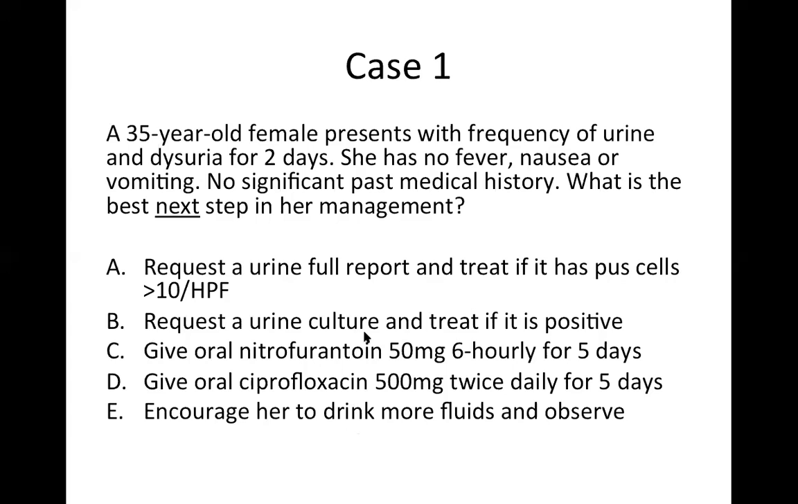The case highlights that it's a case of simple cystitis in a premenopausal female. It's a very common situation, a patient coming with dysuria and frequency. These are classic symptoms of cystitis. She doesn't have any other comorbidities or complications, so it suggests a straightforward case of simple cystitis or lower UTI. The key question here is how we are going to manage this patient.